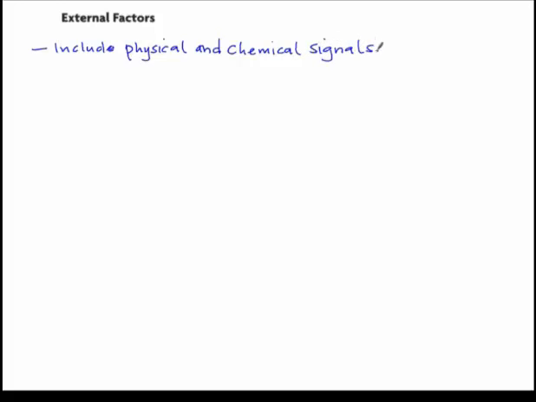So you might be asking yourself, which of these signals are physical, and which ones are chemical? One example of a physical signal is cell-cell contact.